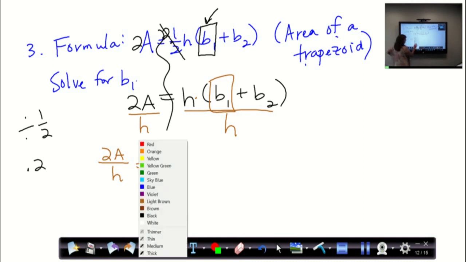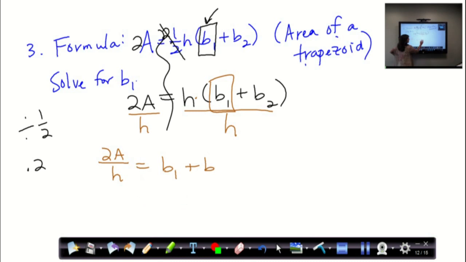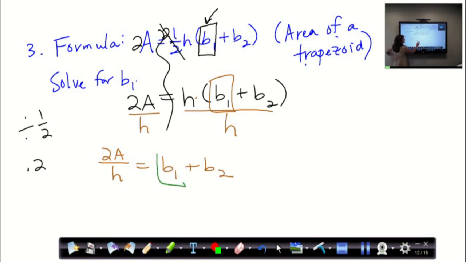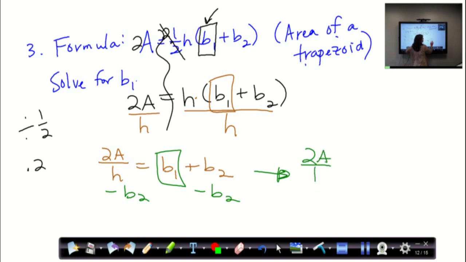I'm not quite done yet. And like we said before, what I want to get by itself is this. So in order to get it by itself, I have to subtract the B2, keeping in mind, like we said before, I'm subtracting it from the side. So it's the 2A over H minus the B2 away from the side.